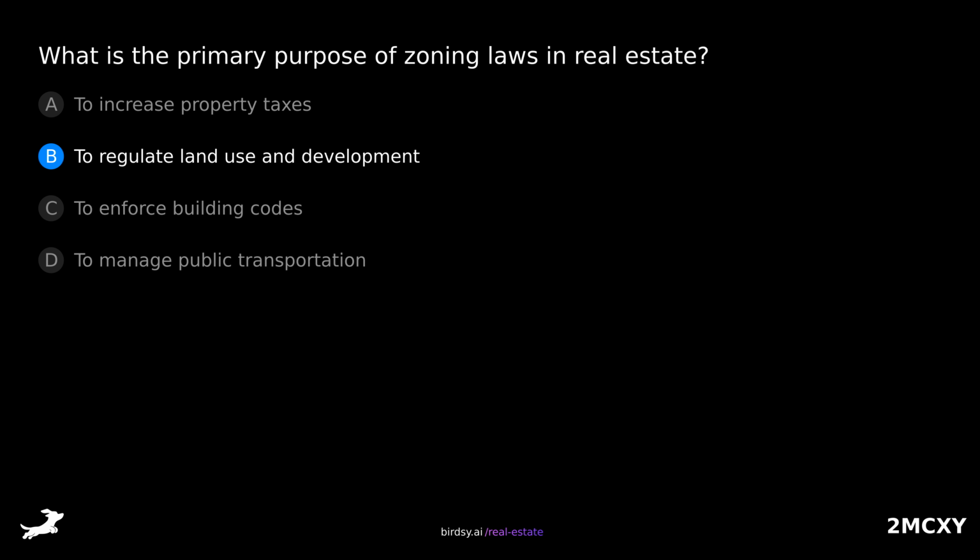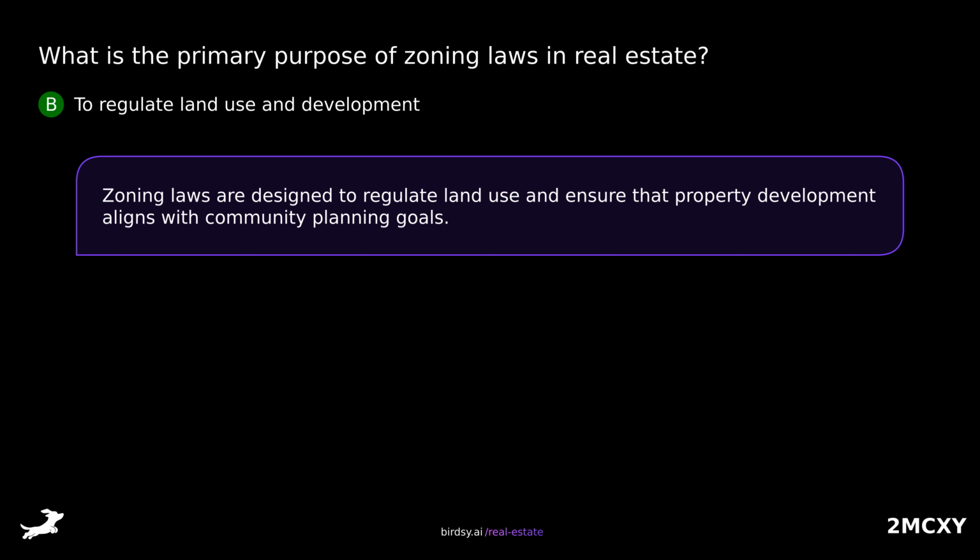Land use controls, zoning, police power, and eminent domain. What is the primary purpose of zoning laws in real estate? Is it A, to increase property taxes, B, to regulate land use and development, C, to enforce building codes, or D, to manage public transportation? The answer is B, to regulate land use and development. Zoning laws are designed to regulate land use and ensure that property development aligns with community planning goals.